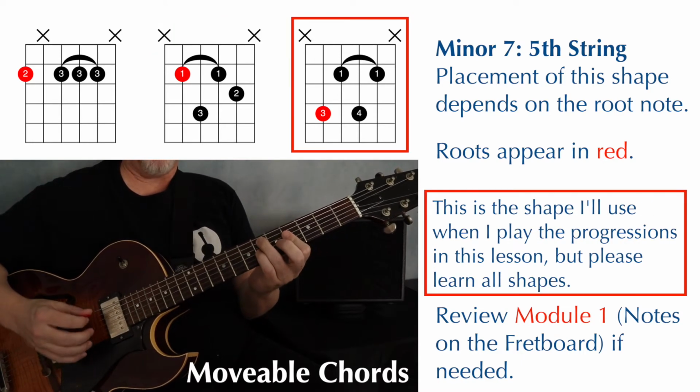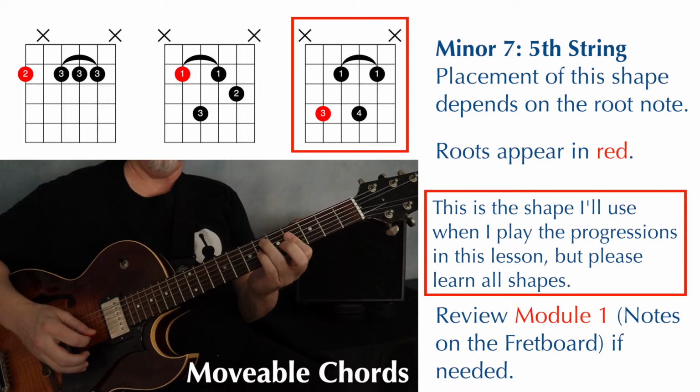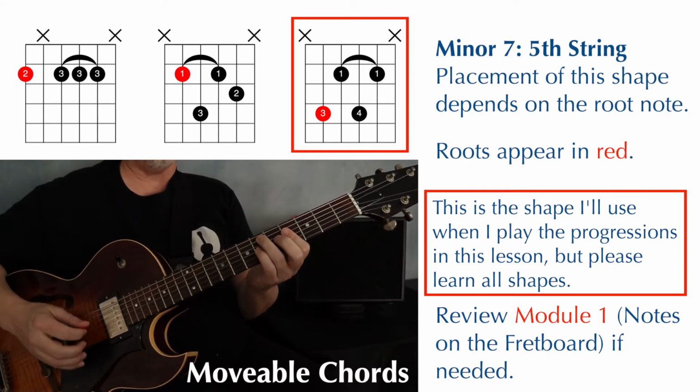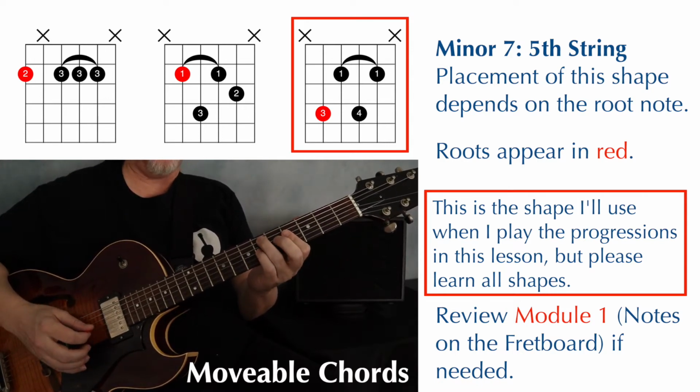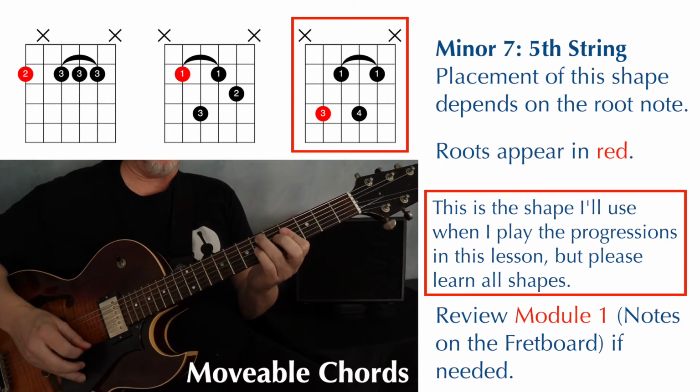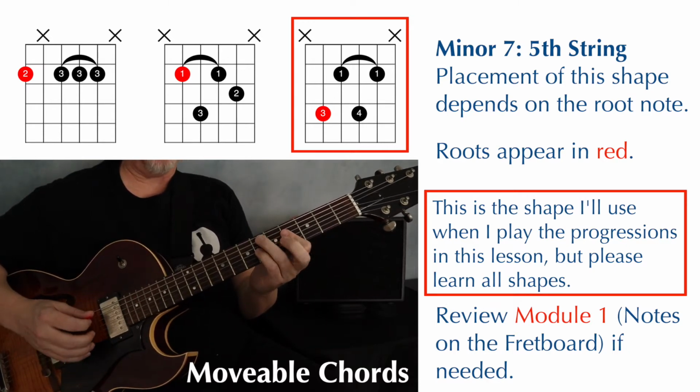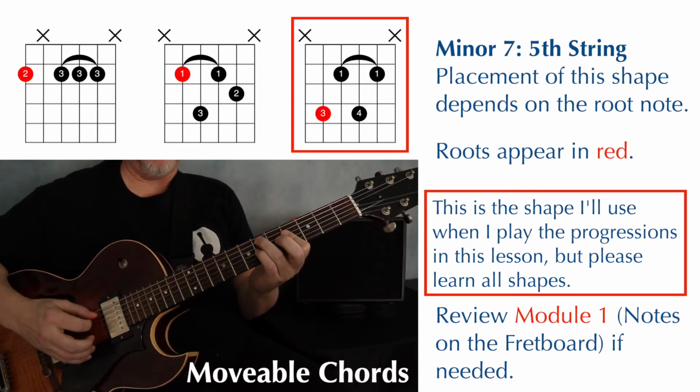And you can play this minor 7 shape as well with the root on the 5th string. This is fingers 3, 1, 4, and 1. So finger 1 is barring across strings 2 through 4. That also is an E flat minor 7 that I'm playing because of where I'm placing the root note.